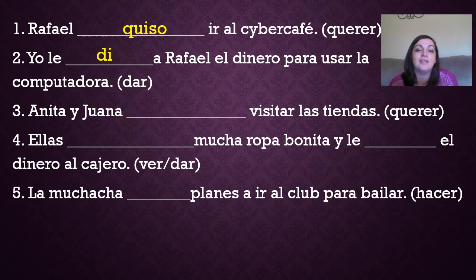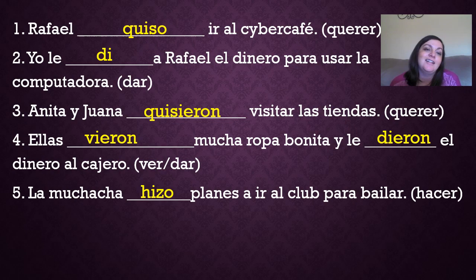Number 3, you have Anita y Juana quisieron. Number 4, the first blank you were to put ver, you should have vieron. And then in the next blank, you should have dieron. So they saw a lot of pretty clothes and gave the money to the cashier. And the last one, you should have hizo. So the girl made plans to go to the club in order to dance. All right, awesome.